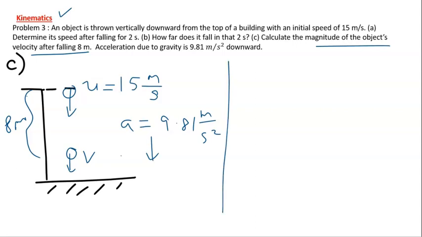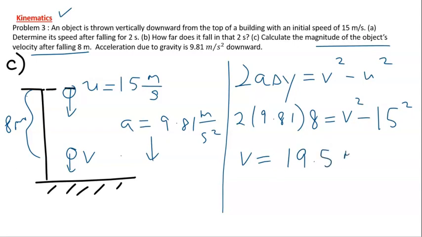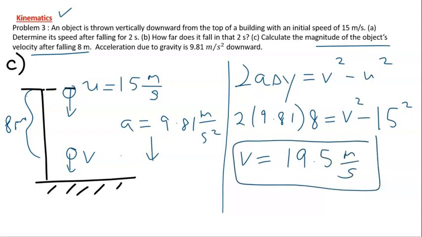So the equation that we use is the third equation of kinematics, which is 2 times acceleration times the distance it has traveled equals the final velocity squared minus the initial velocity squared. So the acceleration is 9.81. The distance it has fallen is 8 meters. V is what we want to find, and U is 15. That's the initial velocity. And we can solve this equation for the final velocity as 19.5 meters per second. So that is the velocity, 19.5 meters per second in a downward direction, of the object after it has fallen 8 meters.